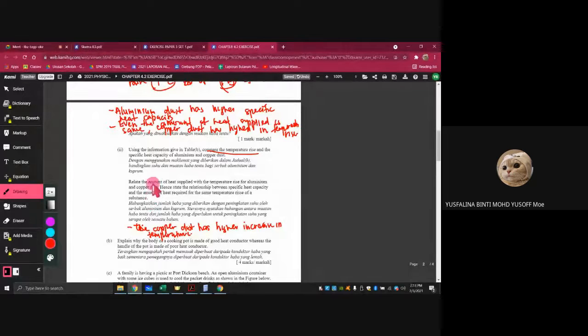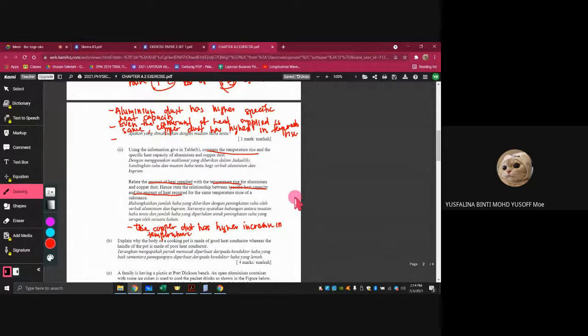Okay, so that is to compare the amount of heat and the temperature rise. And then the next one, the specific heat capacity and the amount of heat required. For this one, the higher the specific heat capacity, the higher the amount of heat required to raise the temperature.